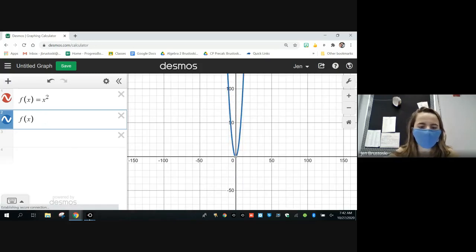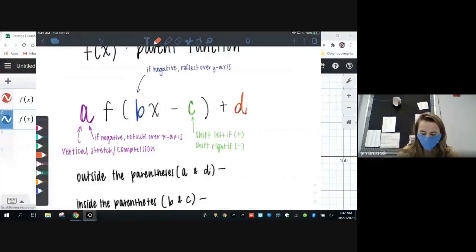So for D, it's going to shift up if positive, and it's going to shift down if negative.